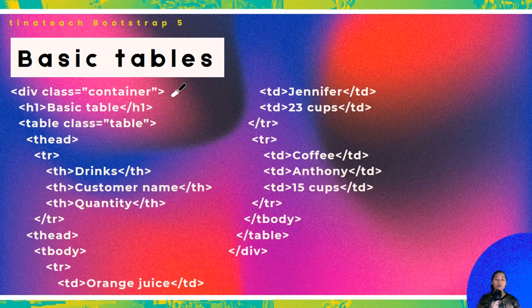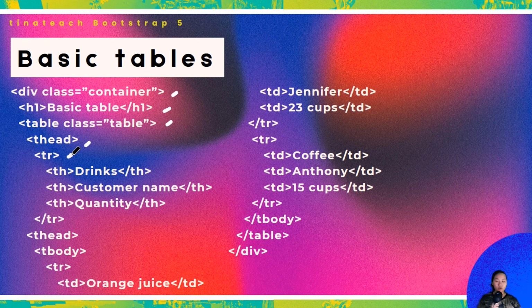First off, we start with, naturally, div class container, fixed container, or fluid container with padding and margin. That depends on you, but I'm just going to go with container. And then heading, basic table, preceded by table, class, table. So it tells Bootstrap this is a table. T head for table head. So this is the heading, the first part of the table.